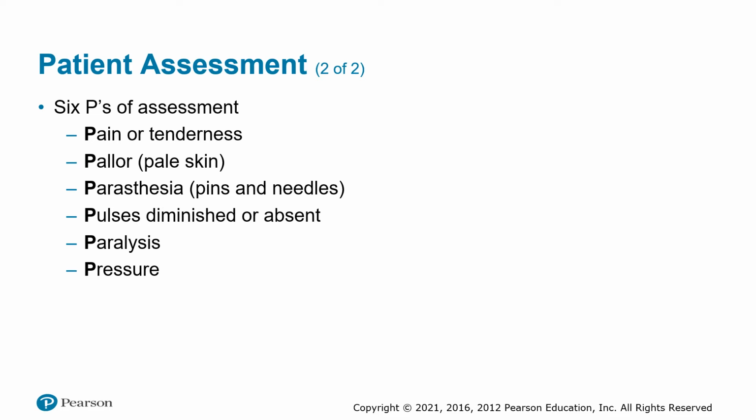When we look at a fracture, we look at these 6 P's of assessment. So pain and tenderness, pallor, paresthesia, that pins and needles feeling, pulses that are diminished or absent, paralysis, and pressure.